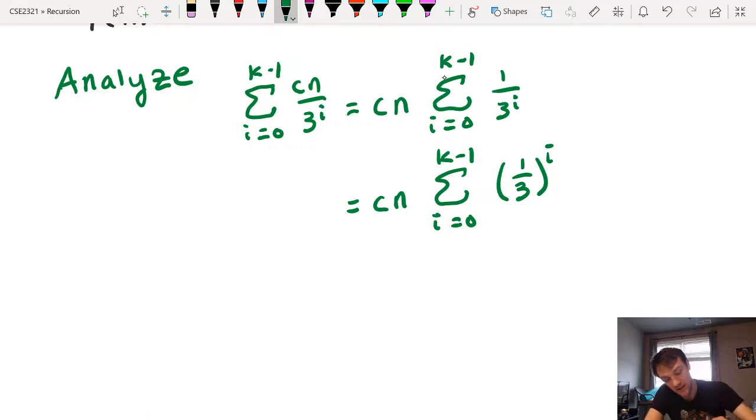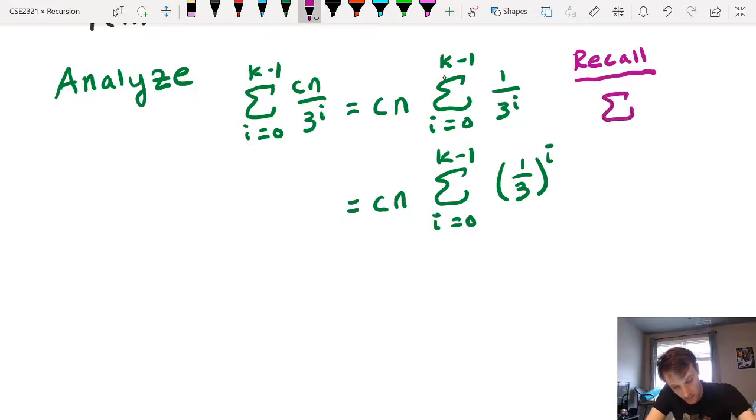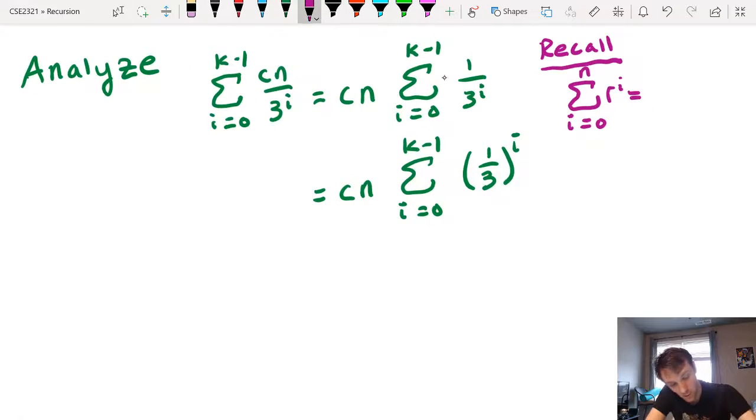Now this looks convenient, so we might remember, let's write this off to the side, recall, we have a nice formula. The sum from i equals 0 to n of r to the i is equal to 1 minus r to the n plus 1 over 1 minus r. Or we could remember that we know the complexity of that type of summation. But for now, let's do it the hard way.